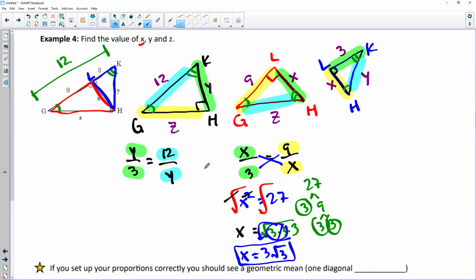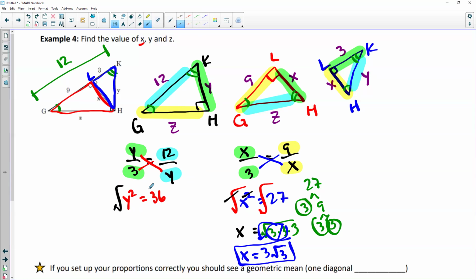And then before you go ahead and start cross multiplying, check to see, do you have a diagonal that repeats? And you do. My diagonal that repeats is the y's. So y times y would give me y squared. And then 3 times 12 would give me 36. If we cross multiply and we get that equation, all that's left for us to do is solve for y.